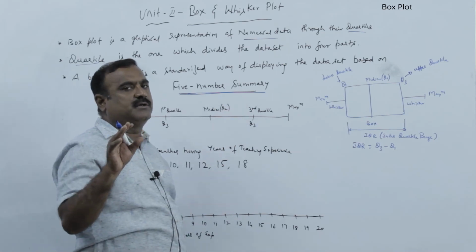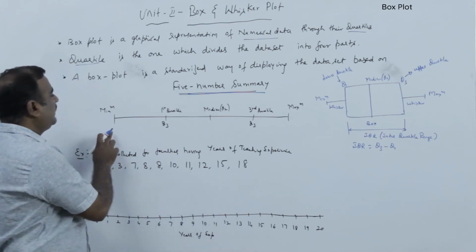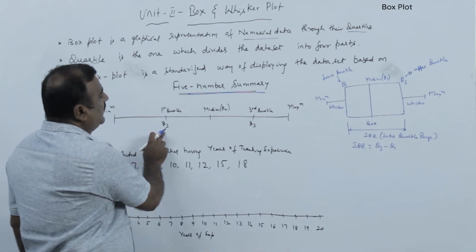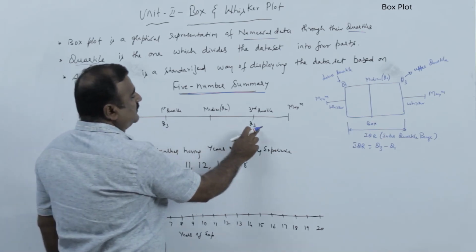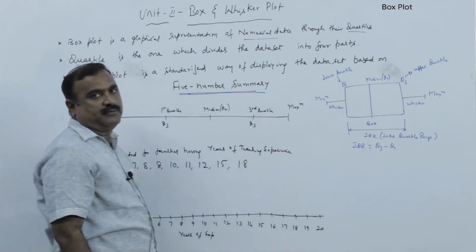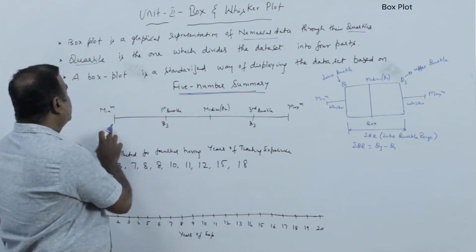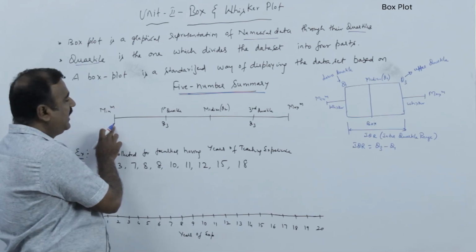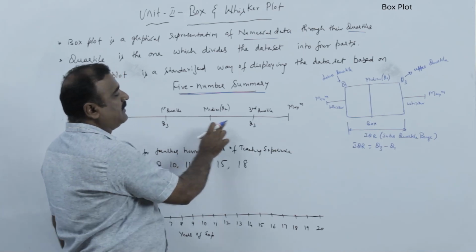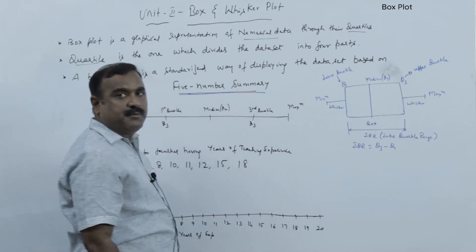The 5 important things are very, very important in a box plot. So what are those 5 things? First one is called the minimum value. Second one is the first quartile. Third one is the median. Next is the third quartile, and fifth is the maximum value. This is how it has been divided into the 5 number summary. First the minimum value, next the first quartile, third the median, fourth the third quartile, Q3, and last the maximum.